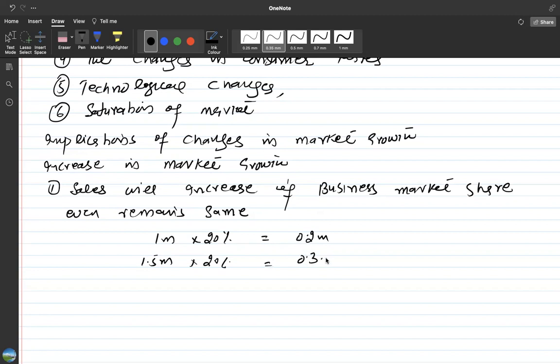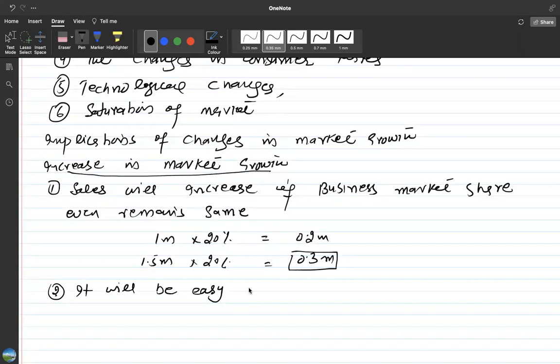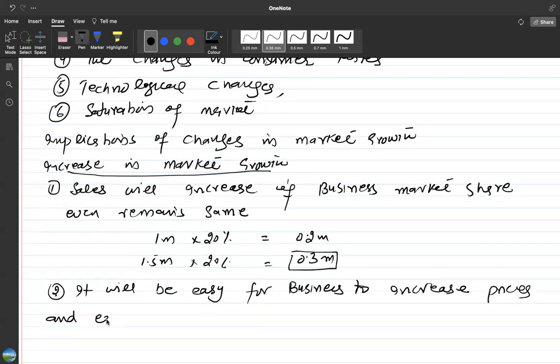So with the same market share, if the market size has grown and market growth has taken place, the business will have more sales in the market. Second, if the market is growing, it will become easy for the business to increase the prices and earn more profit per unit.